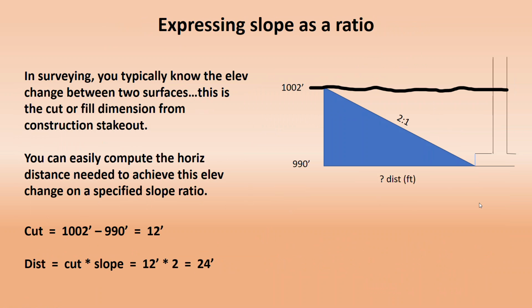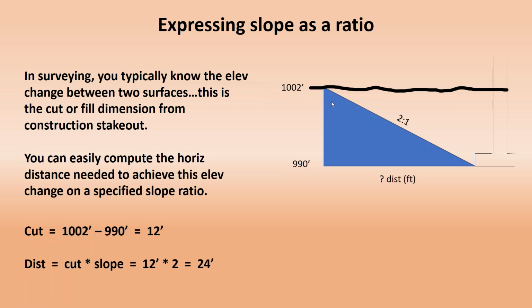What's really nice about the ratio is that you can easily calculate changes in elevation or horizontal distances based on surveying measurements, real common survey measurements that we go and get out there. This is just a real simple example of the natural ground and a proposed foundation wall down to a footing. If we know, based on the design, that the bottom of the footing has to be 990 feet and our ground elevation is 1,002 feet, we know we have a cut of 12 feet.